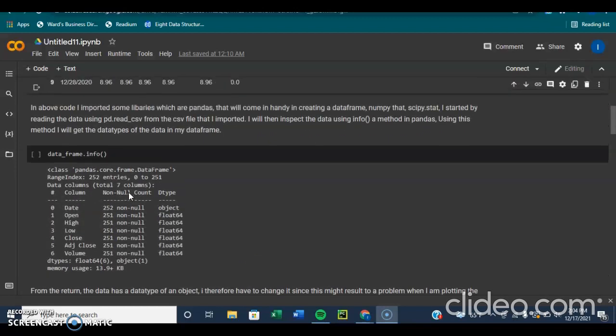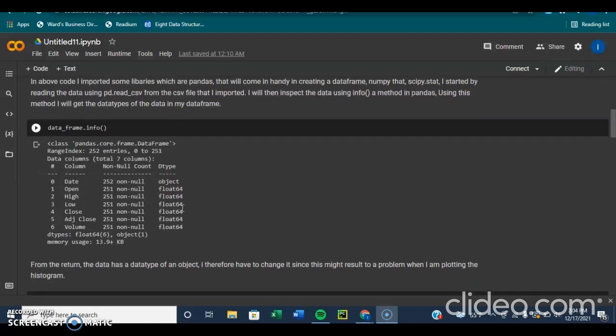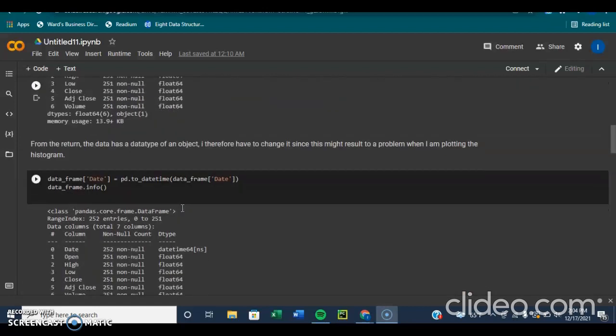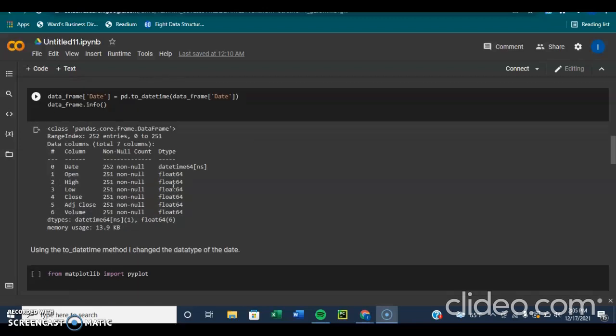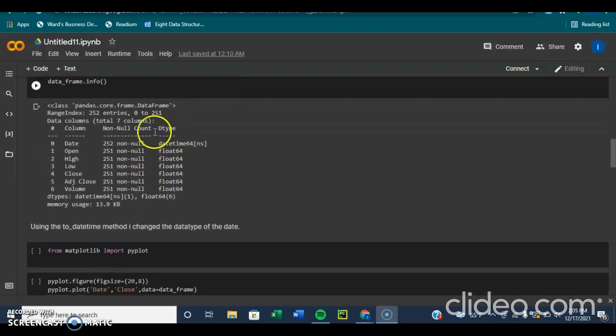I also need to inspect my data frame because I need to know the data types. And as you can see, my date column has no date data type. It's an object. So I need to change that, because if I don't, it's going to cause a problem, especially when I'm plotting the histogram. To convert that, I used pd.to_datetime to change the data type of the date column in the data frame. Looking at this, you can see it was changed over here.